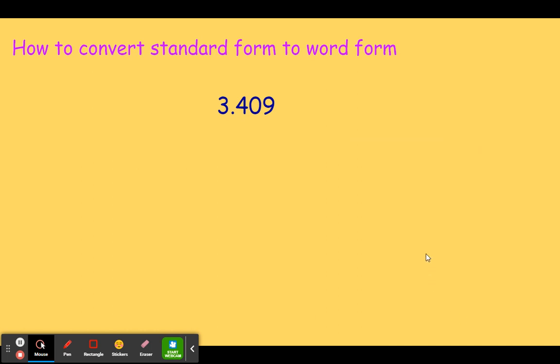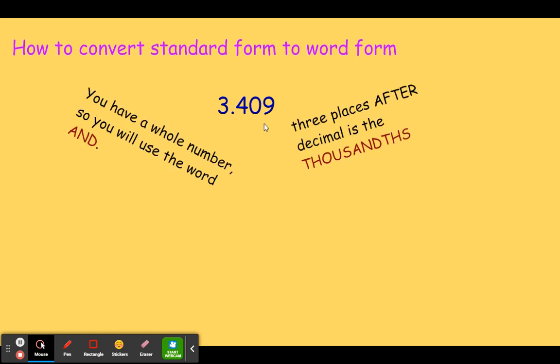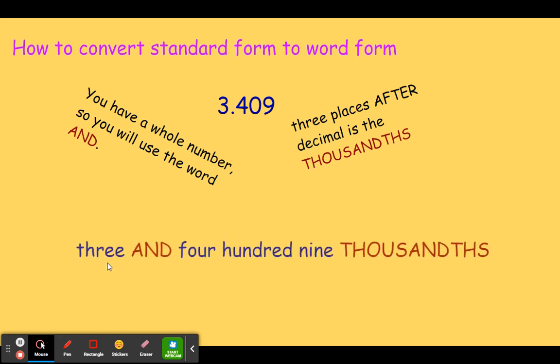Now, here is an example to do standard to word form. Now, this is 3.409. So, since I have a whole number, I'm going to use the word and. Your decimal is your word and. And then I have 3 places after the decimal, so I'm going to use the word thousandths. So I know I'm going to have the word and, and I'm going to use the word thousandths. So it's 3 and 409 thousandths. Or you can write it like that.